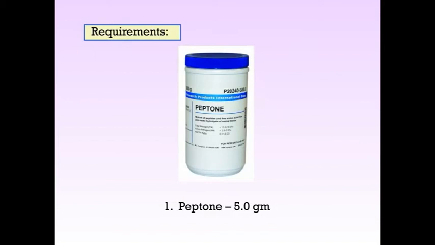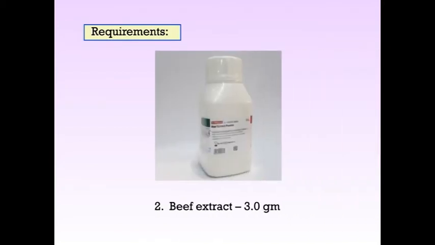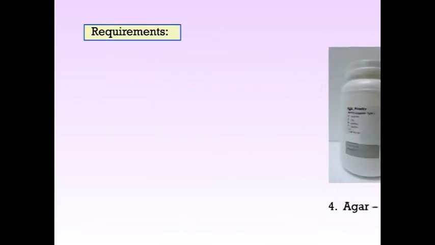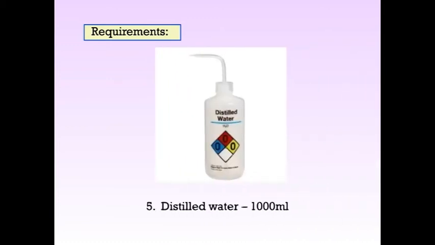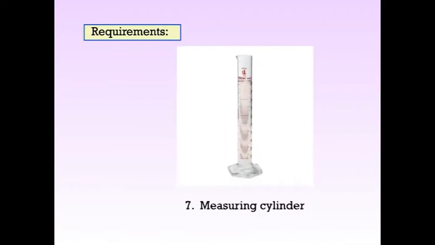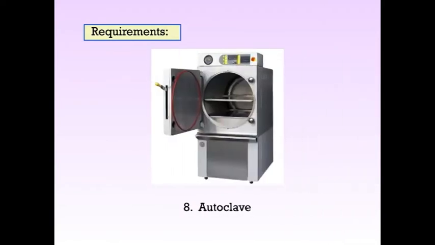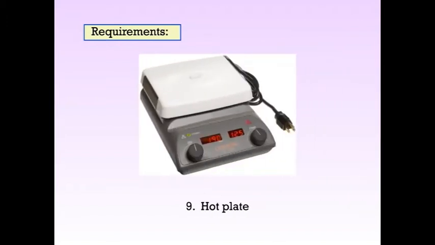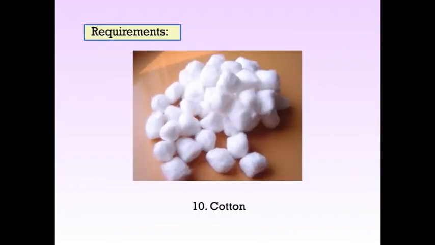This nutrient agar is frequently used for isolation and purification of cultures. It can also be used as a means for producing bacterial lawns that are needed for antibiotic sensitivity tests. In the requirements: peptone, beef extract, sodium chloride, agar, distilled water, and the pH to be maintained at 7, then measuring cylinder, autoclave, hot plate, cotton, etc.